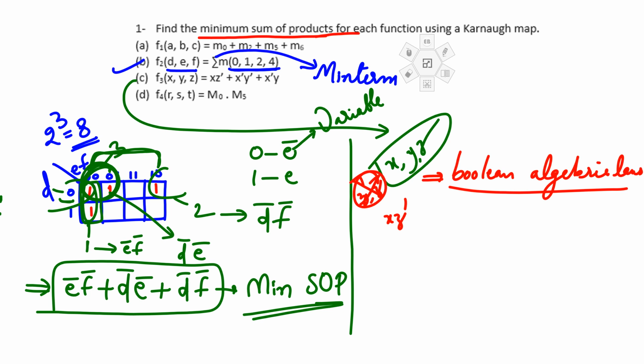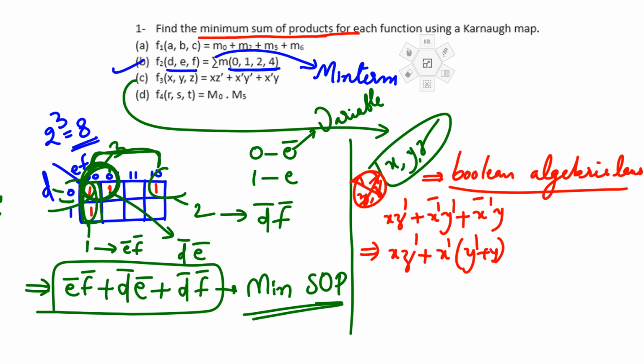Both are right only. So x z bar, then plus x bar y bar, then plus x bar y. What I am doing is trying to minimize this. So x z bar will be there. Then I can see here there is an x bar and here there is an x bar. I will take x bar as common. Then what I will get is y bar plus y.